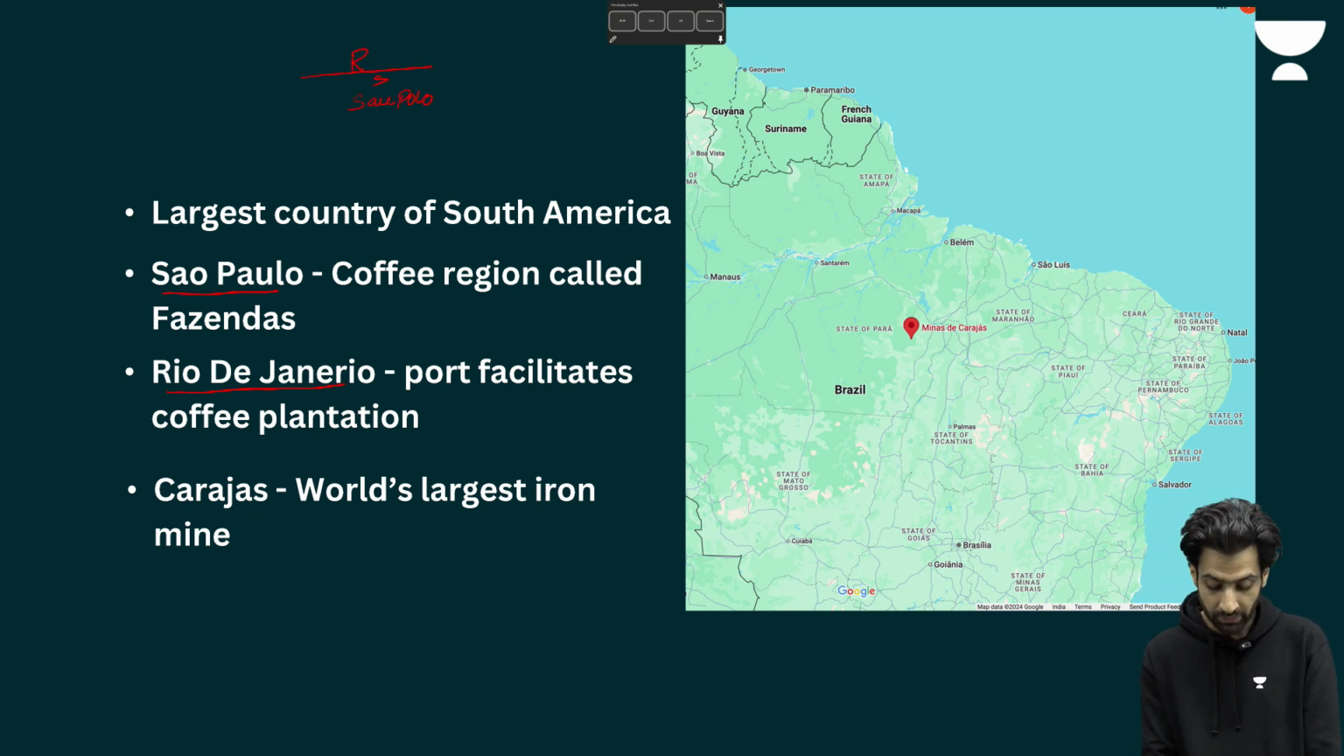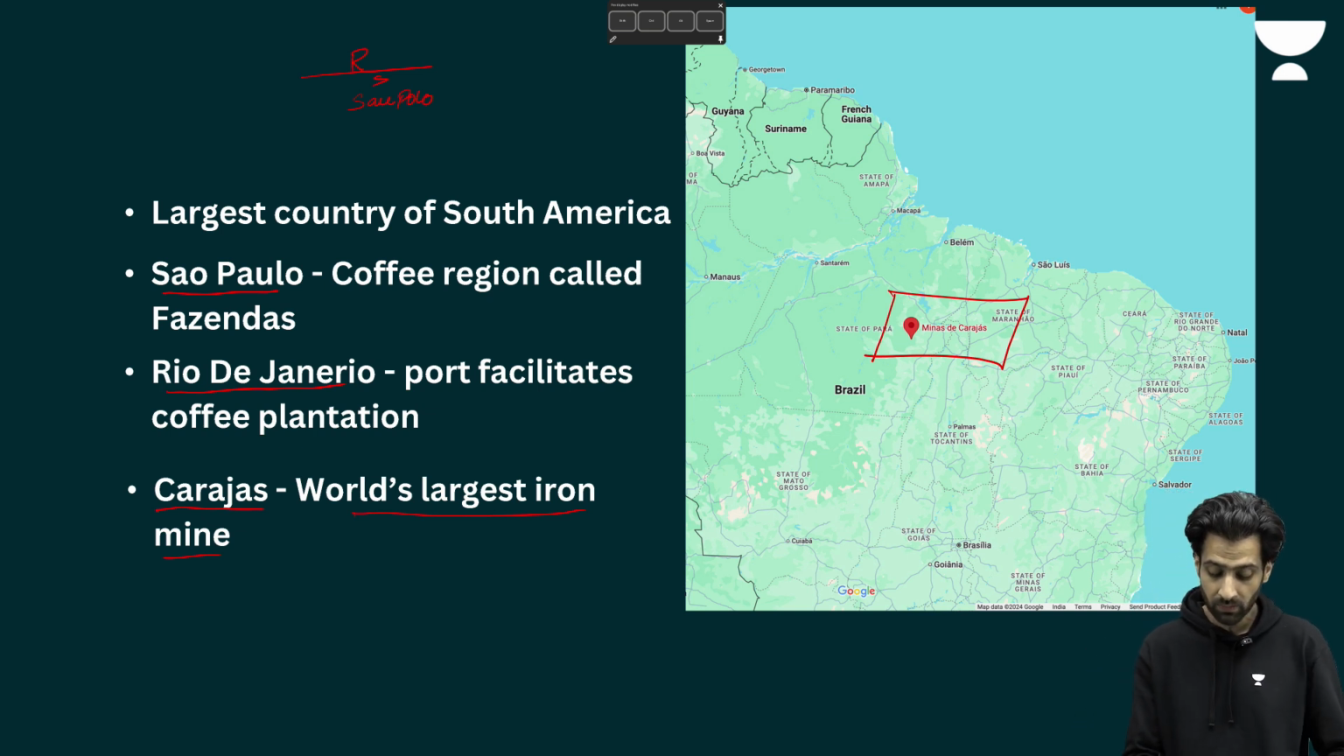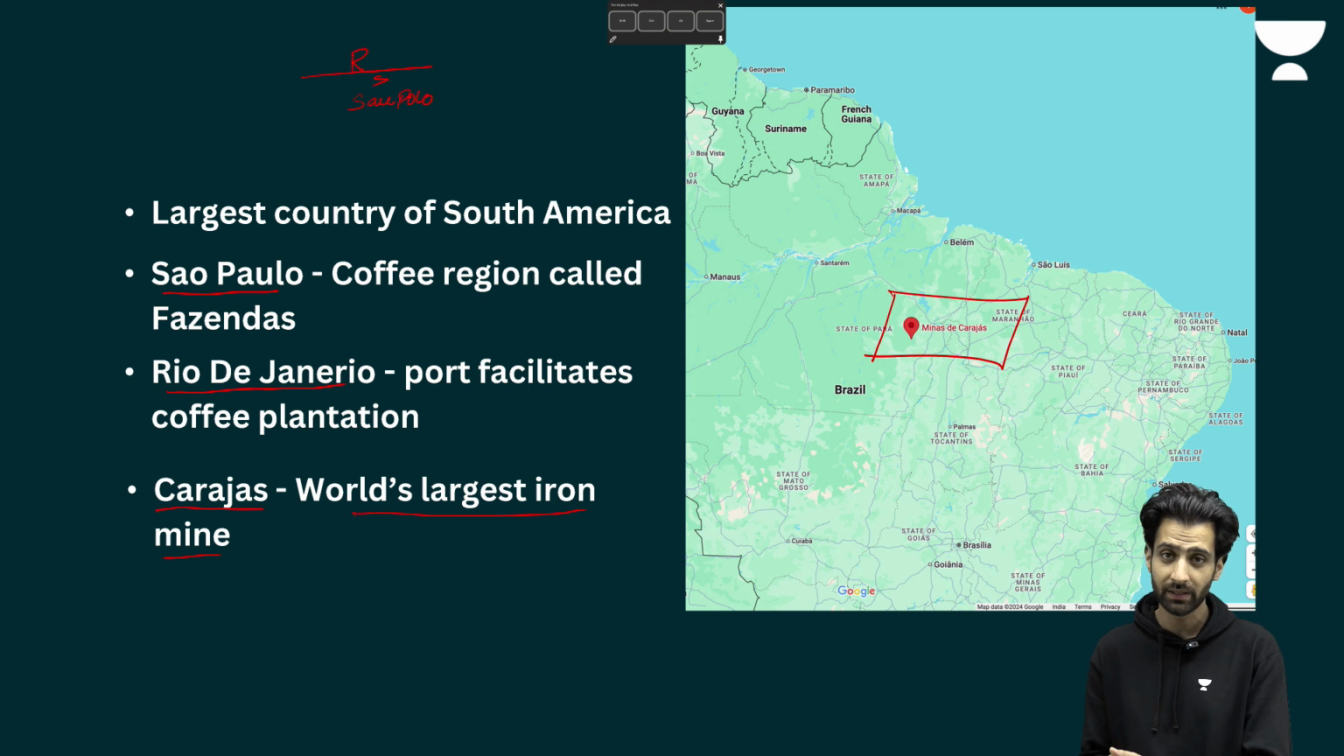And the most important is Carajás, the world's largest iron mine. Here is the location of Carajás. You can see the red dot, Minas de Carajás, in the local language. The Carajás is the world's largest iron mine that is located in Brazil. So these are some of the points that you needed to know about the political part of South America.